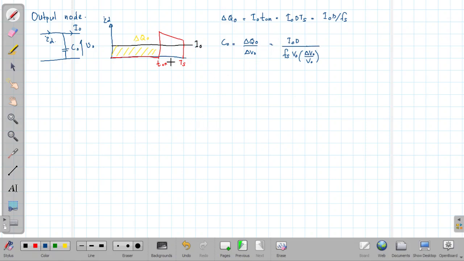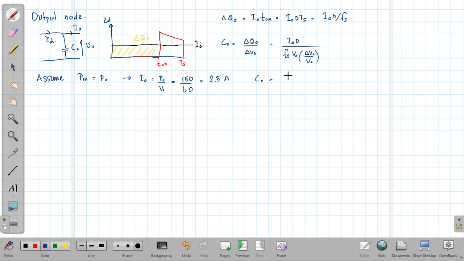We need to calculate the output current. We will assume P in equals P out. Therefore we can calculate I out as P out over V out. P is 150 and V out is 60. So we would have 2.5 amperes as the output current.